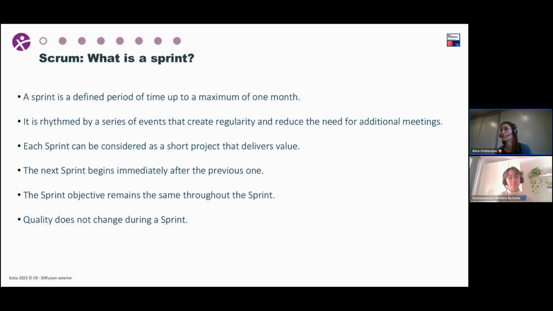This is the best way to get regular feedback from the user. But sometimes it's more complicated. It really depends on the context of the project. That's why sometimes it's 1 month.